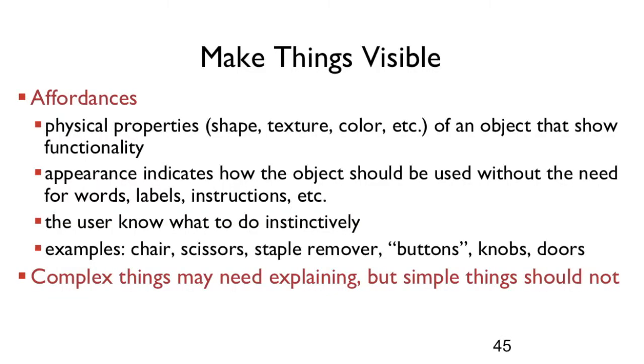The second thing I talked about is making things visible. This relies on what's called affordances, and I'll talk a bit more about that. But basically, what you want to do is make sure the physical properties of the object show how the object functions. In this way, the user should know what to do instinctively. So for example, a chair obviously has a surface you can sit on. You may need to provide some explanations for complex things, but simple things shouldn't need an explanation.